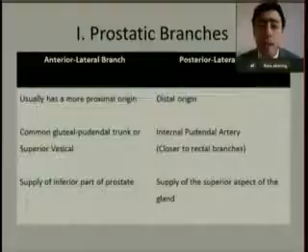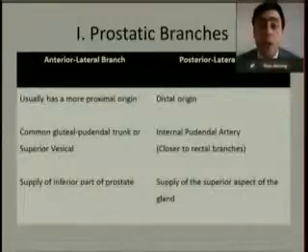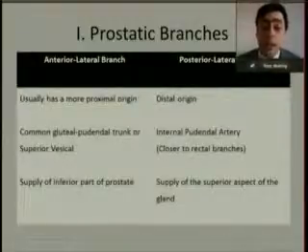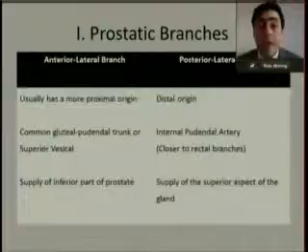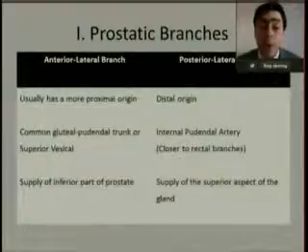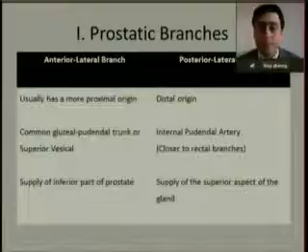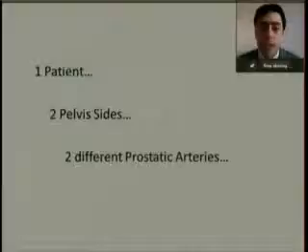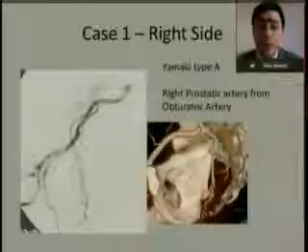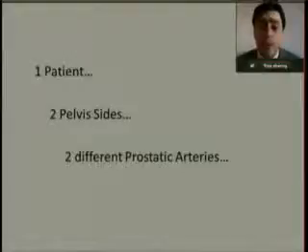When we have an anterolateral branch and a posterolateral branch independently, normally the anterior branch has a more proximal origin and a close relationship with the vesical arteries, and the posterolateral branch has a close relationship with the rectal arteries, with the anastomosis with the rectal branches, and normally has a more distal origin in the pudendal artery. So we can have one patient, 2 pelvic sides, and 2 different prostatic arteries in each patient. That is very usual.